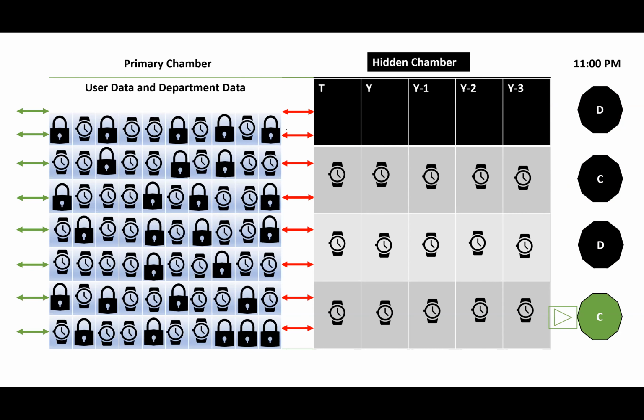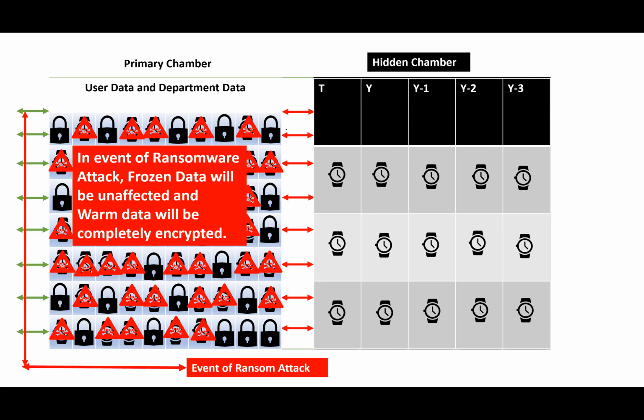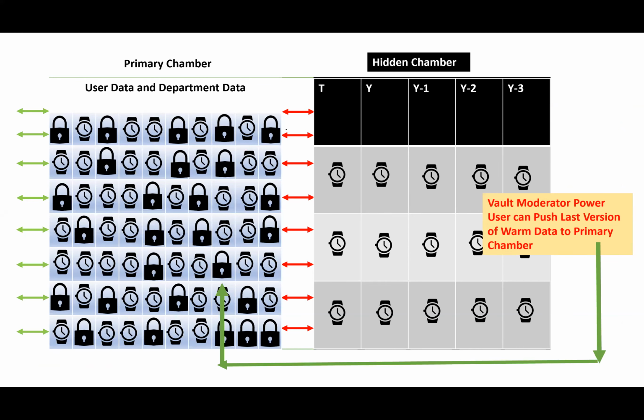Now let's say the ransomware attack happens. In that case, all your frozen data will be unaffected because it is edit locked, and the rest of the data will be affected. Just like a recycle bin, you have another power user, which is the vault moderator. With this user, you can log on to the hidden chamber directly, identify the latest version of the warm data inside the hidden chamber, and then move it back to the primary chamber. That is how you can maintain your business continuity after the ransomware attack with minimum downtime and data loss.